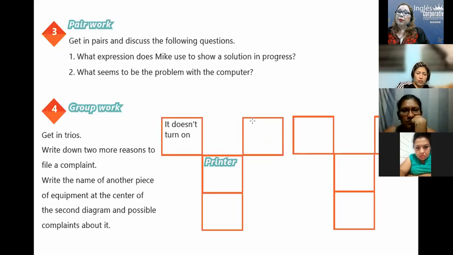Don't connect. Okay. The ink is finished. Okay, out of ink. Okay, if we talk about printers in plural, then I can say don't connect. But if I talk about printer in singular, I say doesn't, okay? Connect.